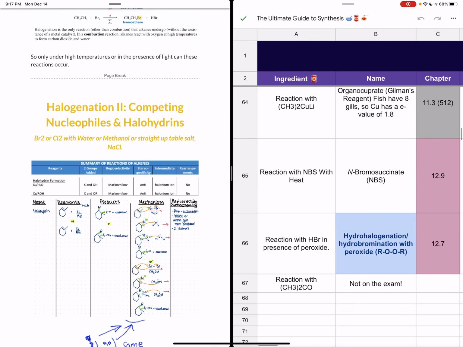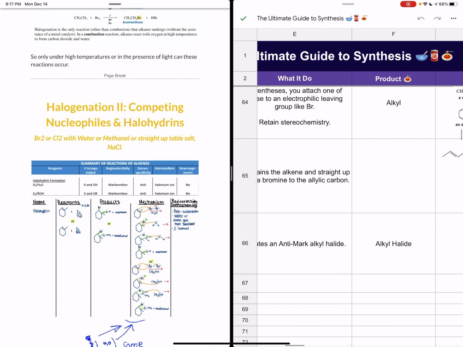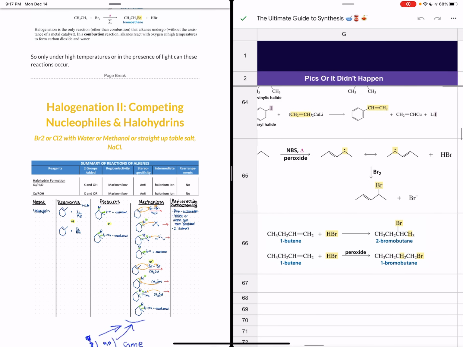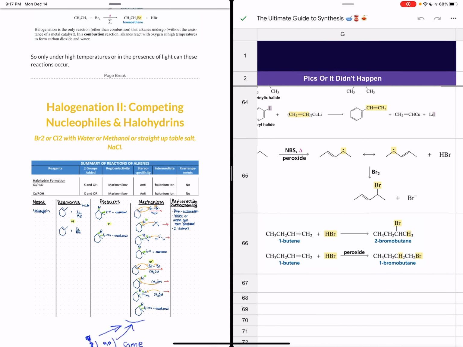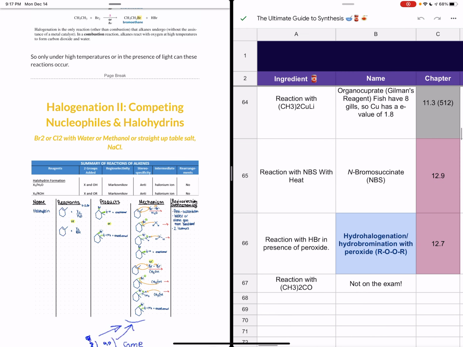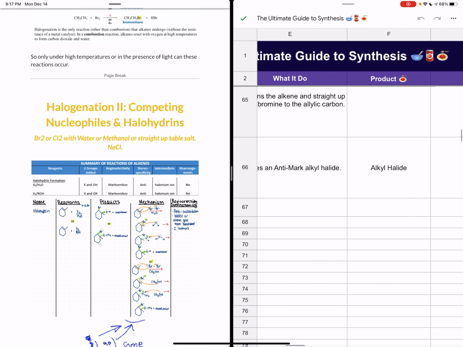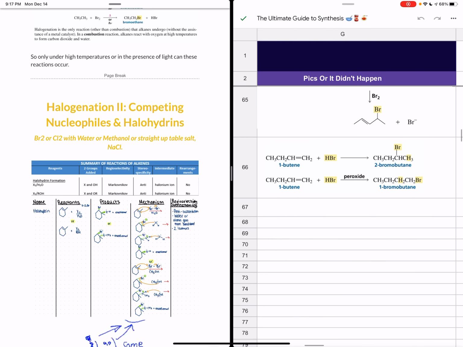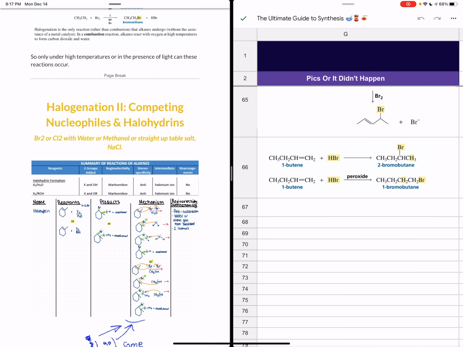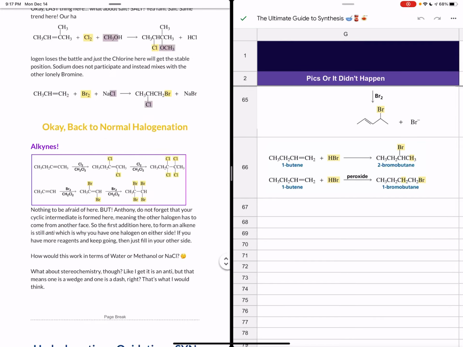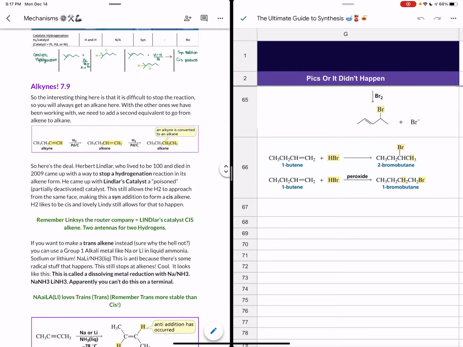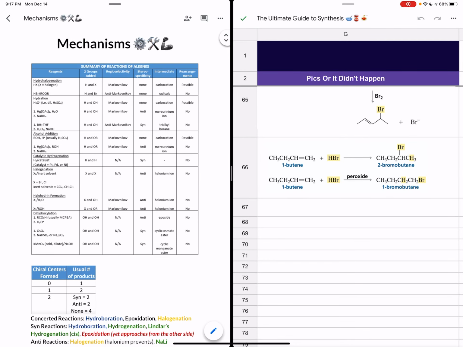NBS is going to add a bromine to an allylic carbon. There can be carbocation rearrangement with this, I believe, but I don't think it does it as often. And last but not least is hydrohalogenation with a peroxide, which is going to make an anti-Markovnikov addition of a bromine, which you could see the Br is added to the end, the less stable side. So there is basically every reaction that we need to know.